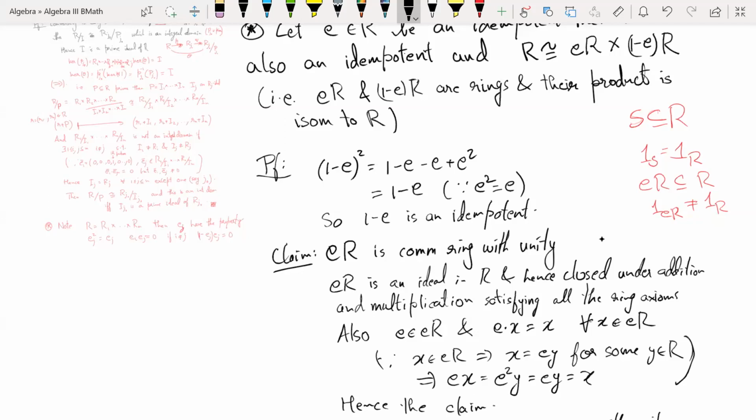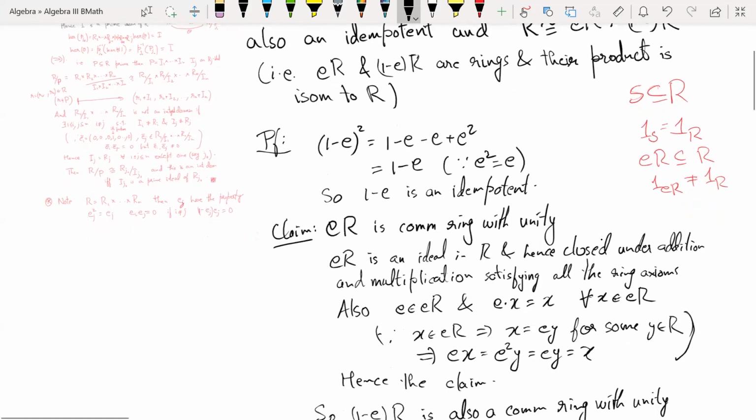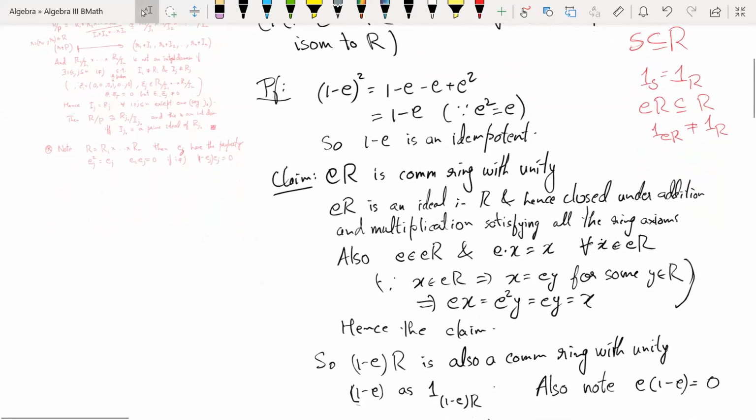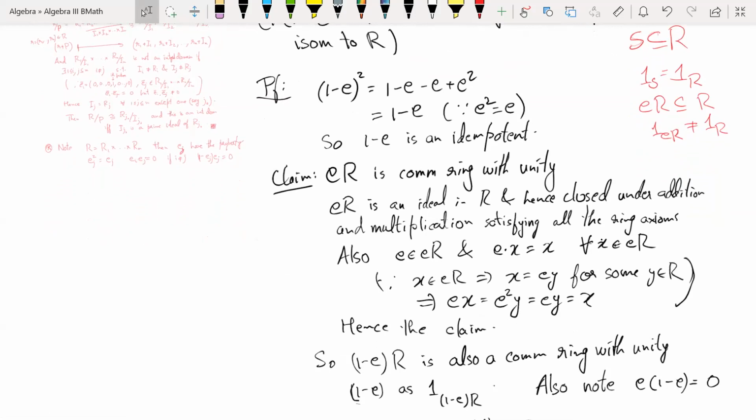So we get this claim that E times R is a commutative ring with unity, and similarly we know that 1 minus E times R is also a commutative ring with unity. And in 1 minus E times R, the unity is 1 minus E. So the multiplicative identity is 1 minus E. Make sense?